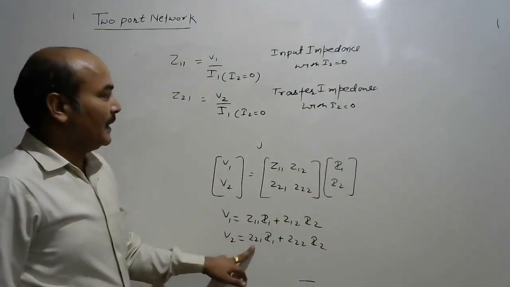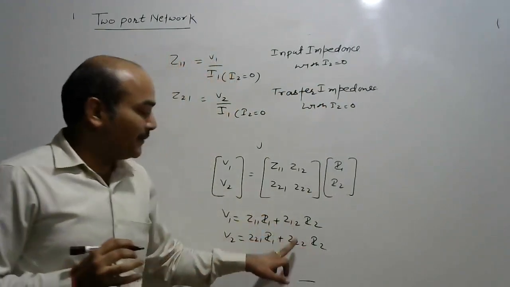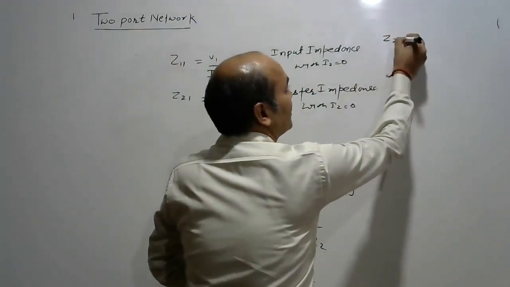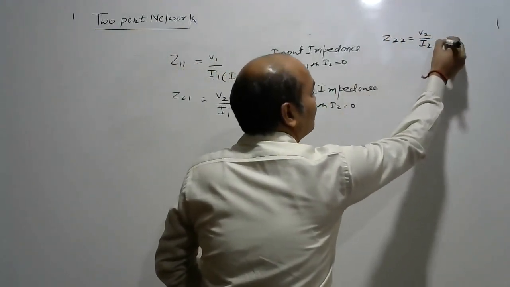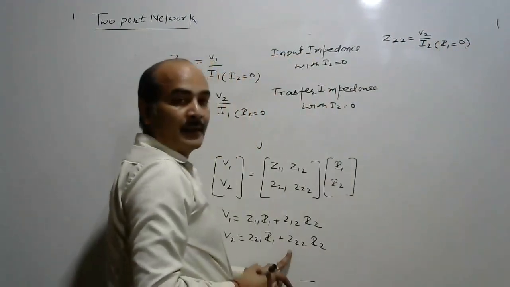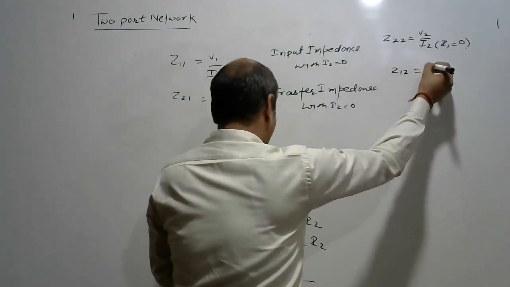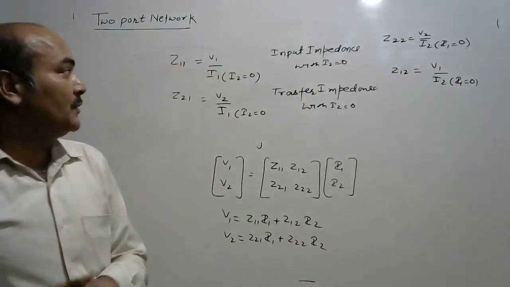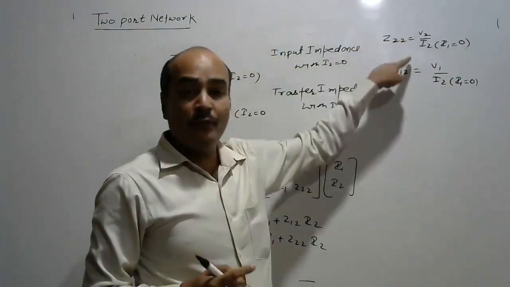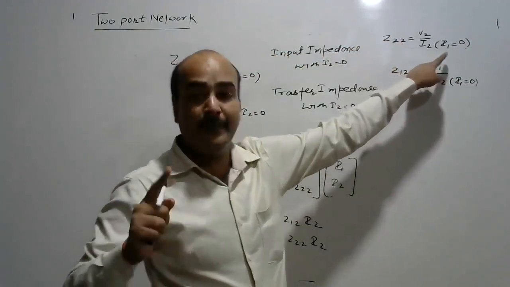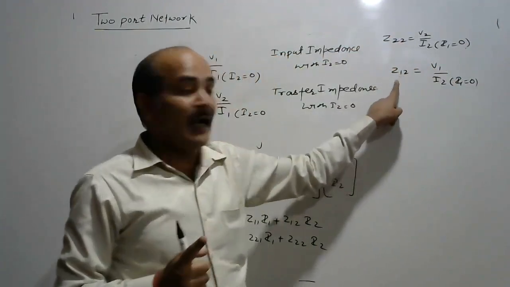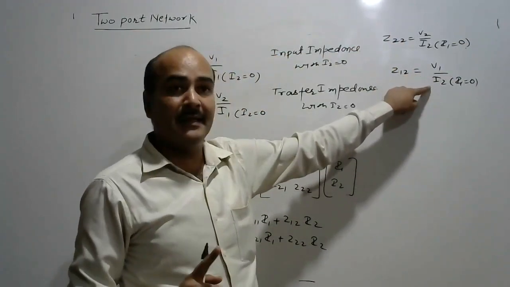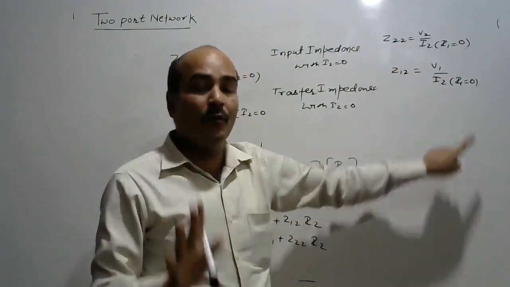Same here, we can define Z12 and Z22 by making I1 equal to 0, so the input port is open circuit. Z22 is V2 over I2 with I1 equal to 0, and Z12 is V1 over I2 with I1 equal to 0. So Z22, V2 over I2, is the output port impedance with the input port open circuit, and Z12 is the ratio of input voltage to output current. So this is the reverse transfer impedance with the input port open circuit.